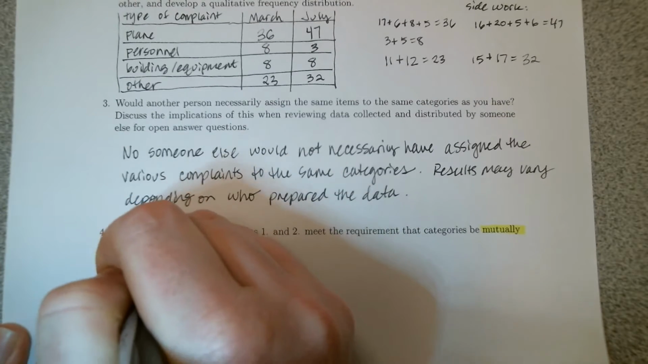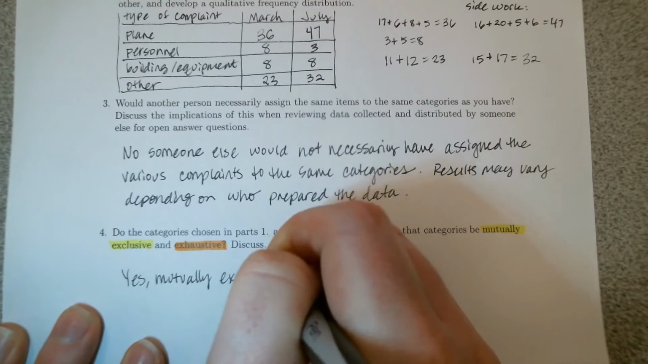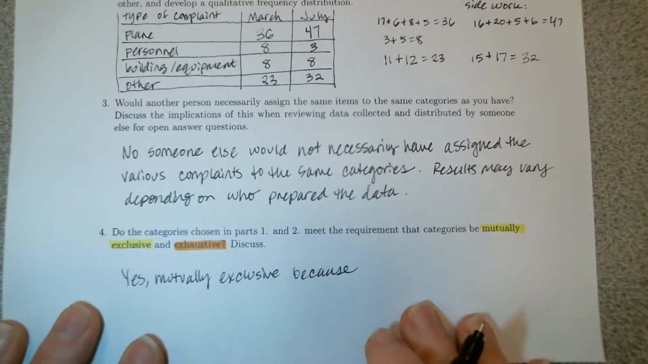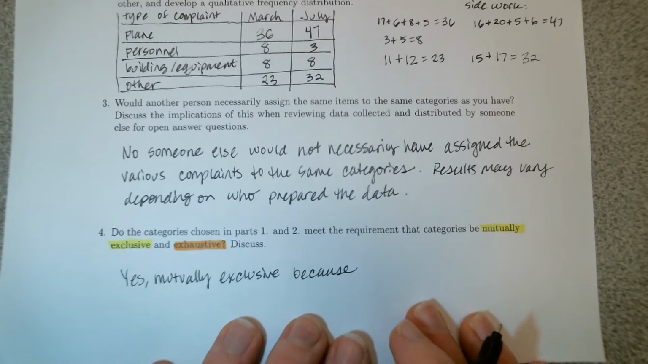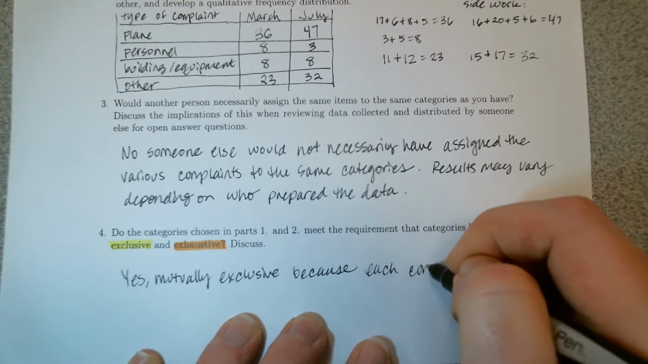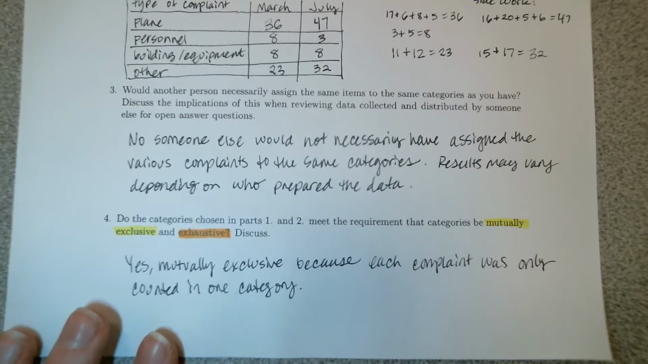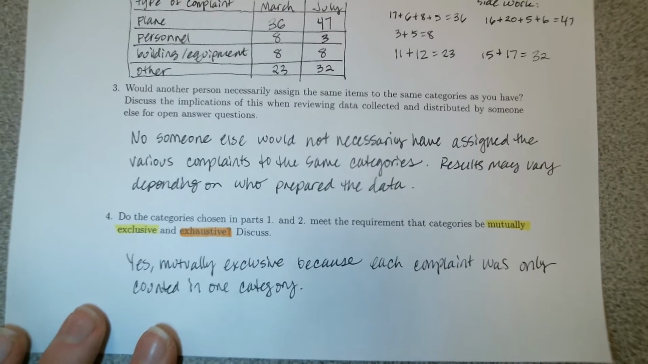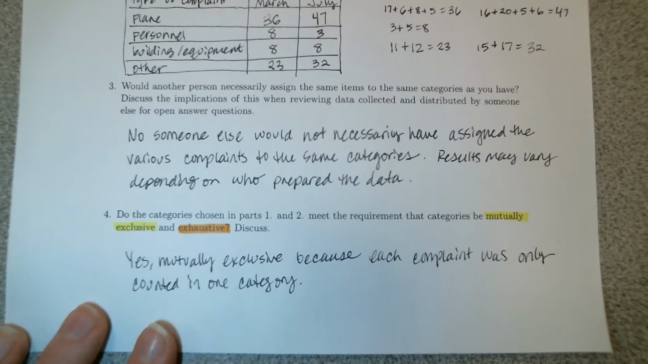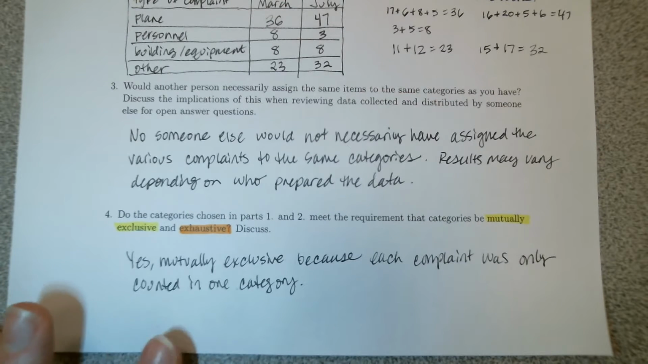And I say yes. Yes, mutually exclusive, because each complaint was only counted in one category. And that's really important. We don't want that double counting overlapping in our data all the time. Sometimes it's okay. But in this case, the categories were mutually exclusive because we didn't double count the complaints as being related to the plane and the equipment. It was either plane or equipment.